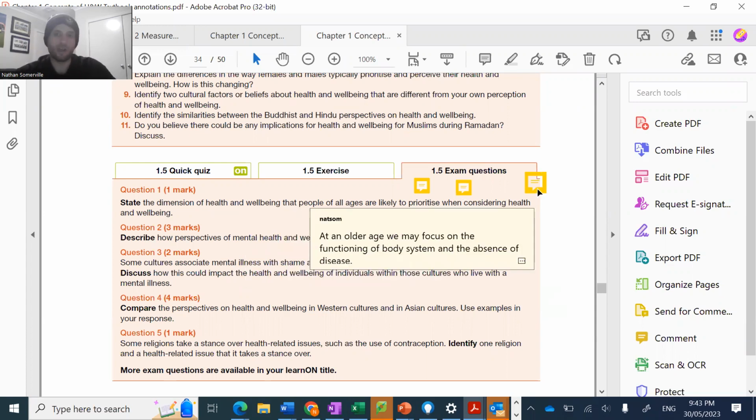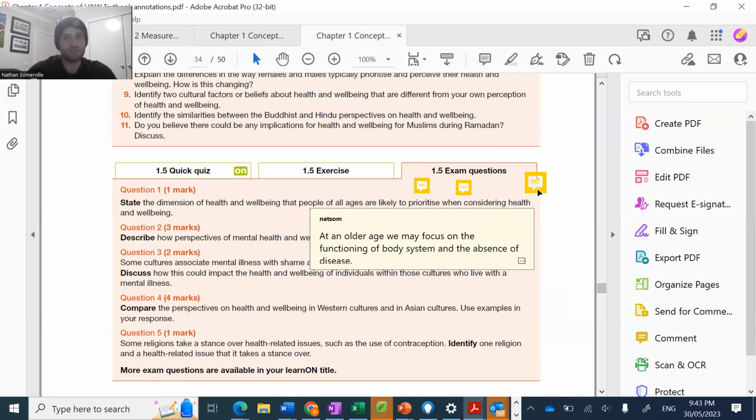Then I've said, well, at an older age, our focus becomes a lot more fragile, and we see that reality a lot more. So we focus on the functioning of body systems, the well-being of our organs, and effectively just the absence of illness and disease, not getting sick, not getting any serious illnesses or diseases, cancer, type 2 diabetes, cardiovascular disease. As we get older, that reality becomes more apparent, and that becomes more of a focus.